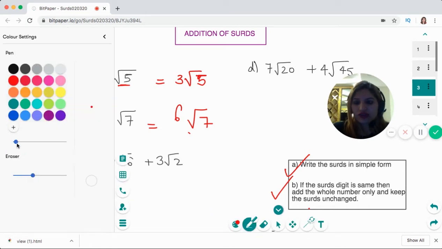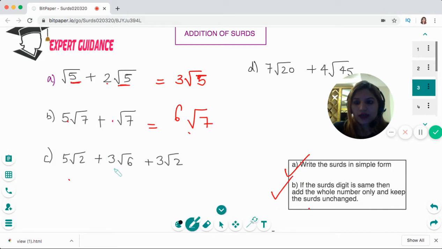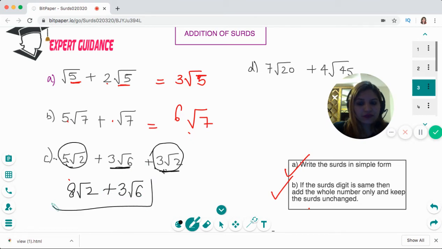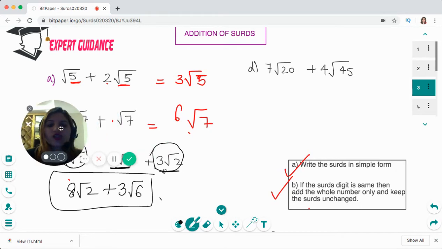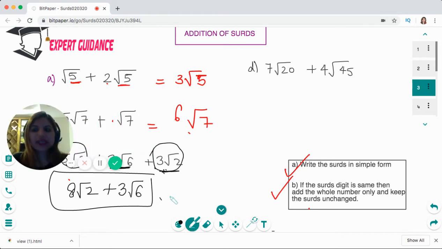Here 5 root 2 is already in the simple form, so we will not do anything with it. 3 root 6 is also in the simple form. 3 root 2 is in the simple form. Now, these two numbers have the same surd, so only these two can be added. So 5 add 3 is 8, so that becomes 8 root 2, and 3 root 6 we will write as it is. Okay, so always remember to add, the surds should have the same values, and you add the whole numbers.